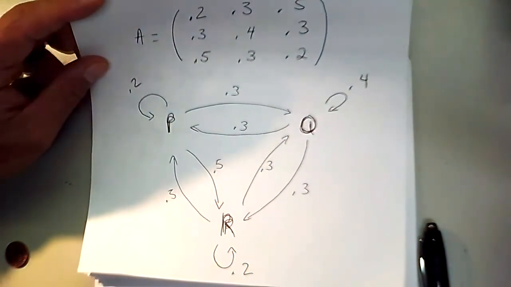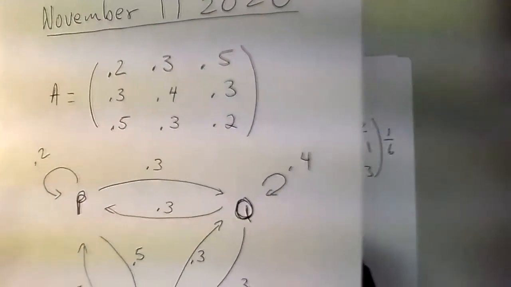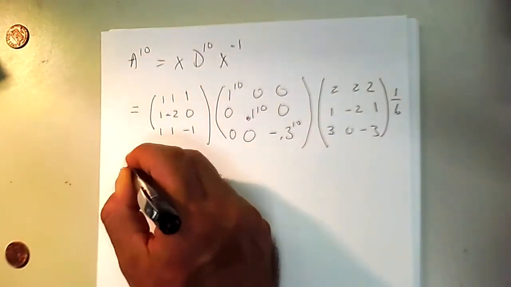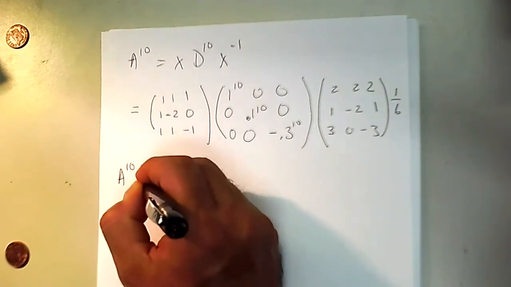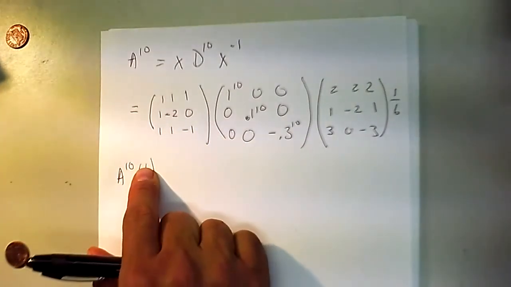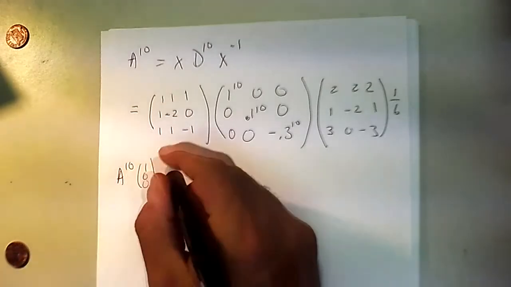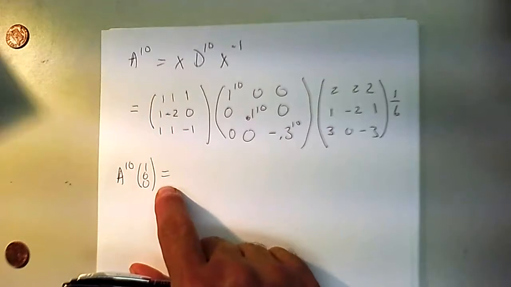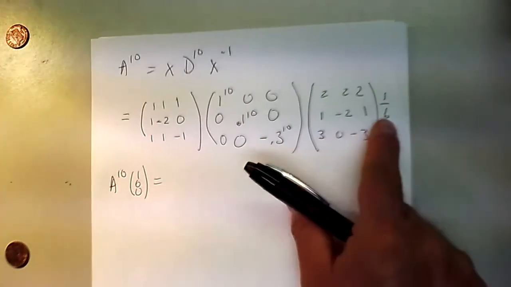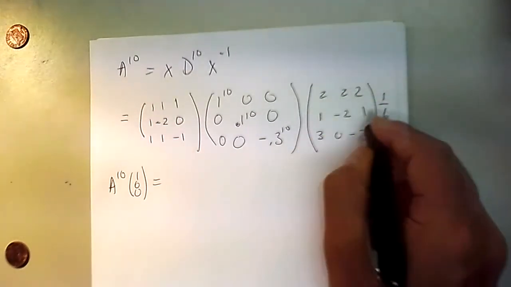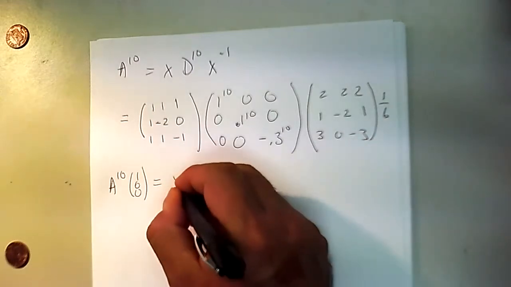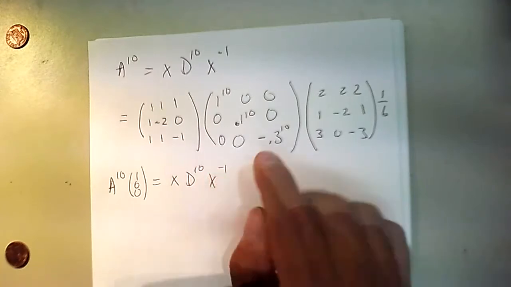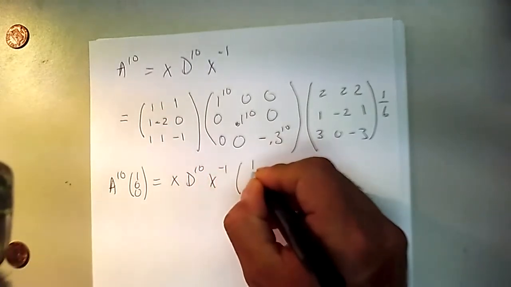And these are probabilities. So that is the same thing as figuring out A to the 10 times 1, 0, 0, indicating we are starting on the first population P. Okay, so we're going to multiply those 3 with 1, 0, 0. So I'm going to move the 1/6. Well, the 1/6 is part of this X to the negative 1. So I just want to write X D to the 10 X inverse, there's the 1/6 in here, times 1, 0, 0.